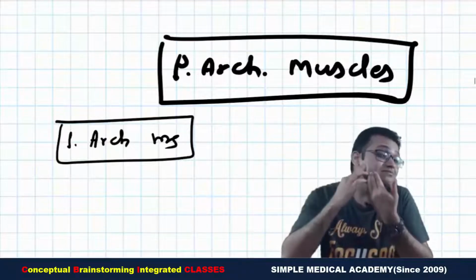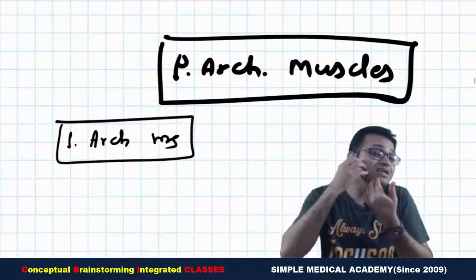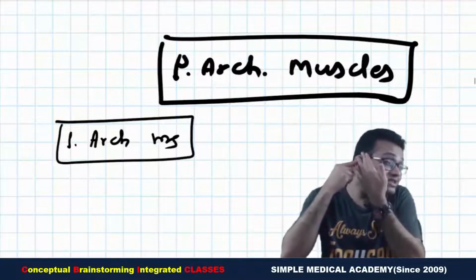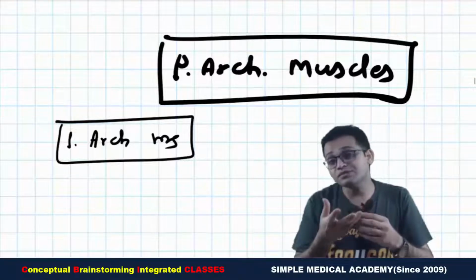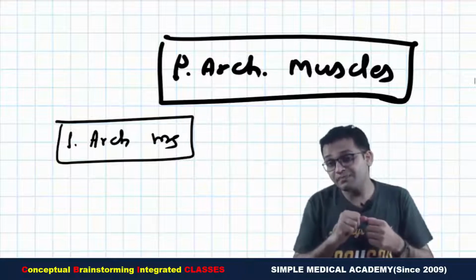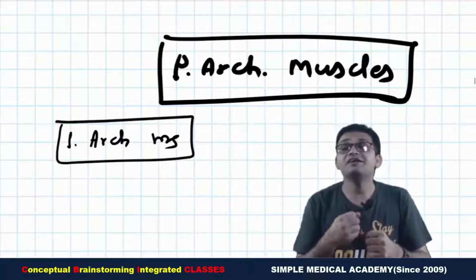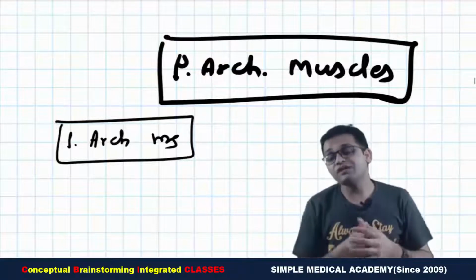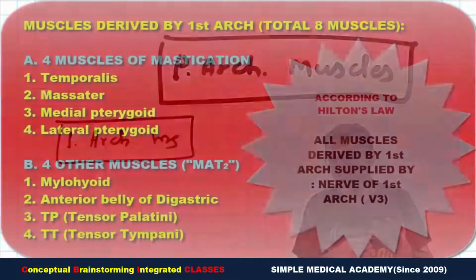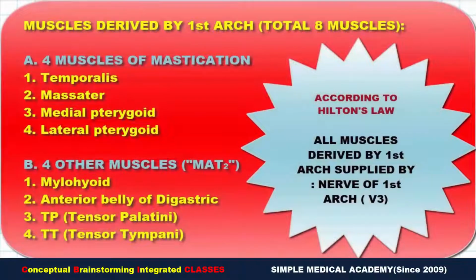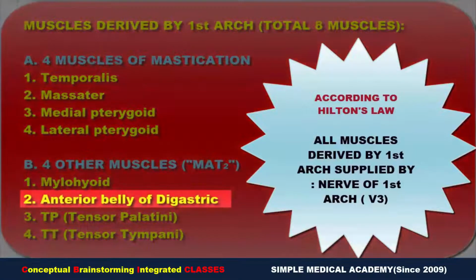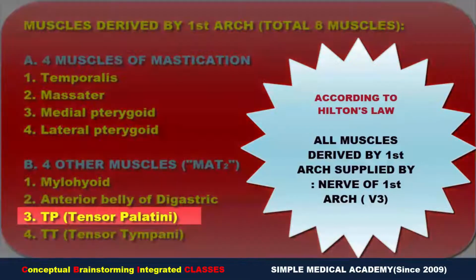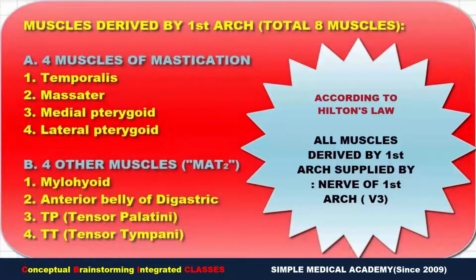So temporalis, masseter, medial pterygoid, lateral pterygoid. Then muscles near the ear. Yes, what are the muscles? Tensor tympani and the tensor palatini, TT and TP. And then you have to remember the anterior belly of digastric and the mylohyoid. So here is another trick. The 4 muscles of mastication and 4 other muscles you can remember by MAT and the 2 Ts. M for mylohyoid, A for anterior belly of digastric, and T for tensor palatini, and T for tensor tympani. So these are the 8 muscles.